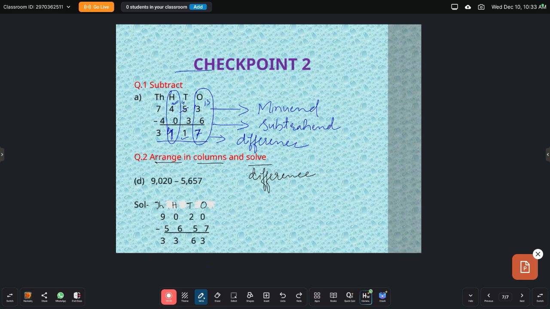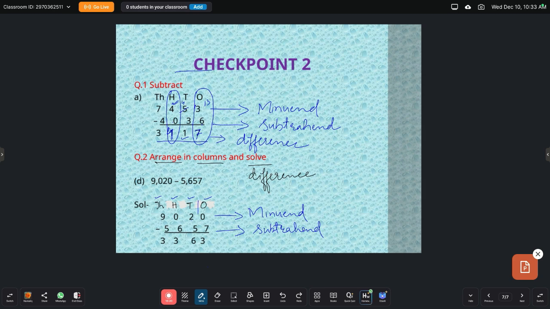So first of all, we have to write the places: ones place, tens place, hundreds place and thousands place. Our first number, the top number, is 9,020. So 9,020 is our minuend. And our subtrahend is the second number, that is 5,657. It is the bottom number. So we have to find the difference.